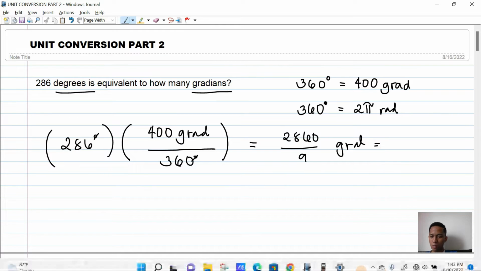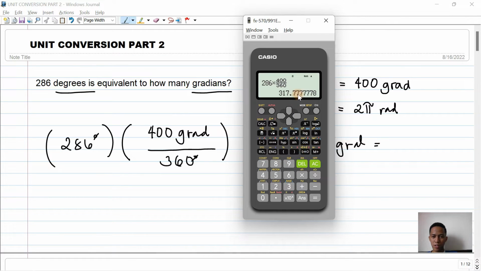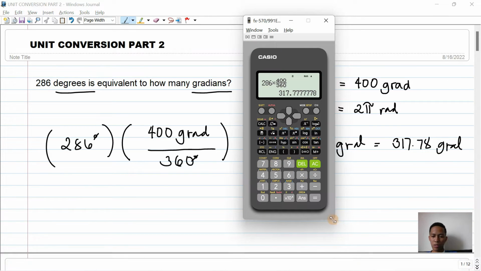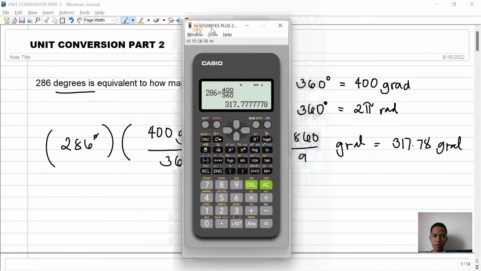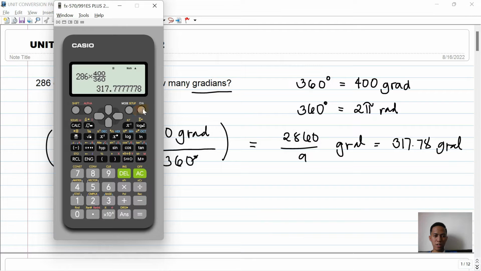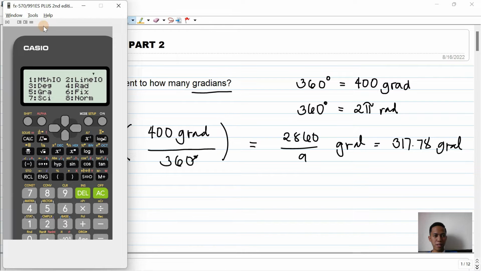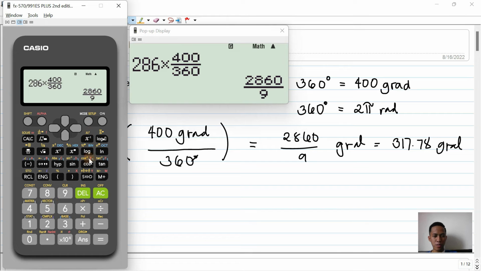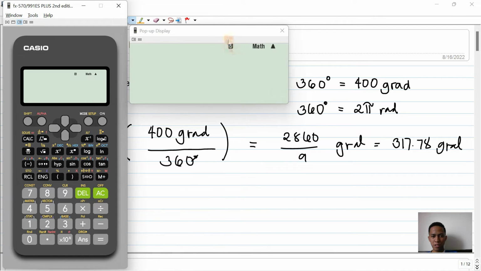Or in decimal form, that is, okay, SD lang natin, 317.78 gradients. Now guys, if you want to use your calculator now to solve this, for example, convert natin siya to gradients. Okay, dapat yung calculator natin is naka mode gradient, shift mode gradient. So click lang natin guys yung shift mode, tapos gradients, and guys, as you can see here, that is actually number 5 gradients, number 5. So as you can see here, yung calculator natin is naka-gradients mode na siya.